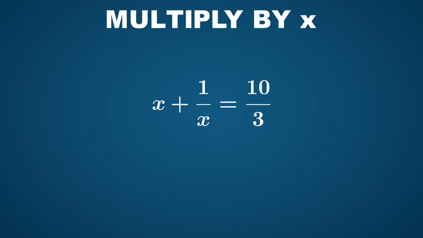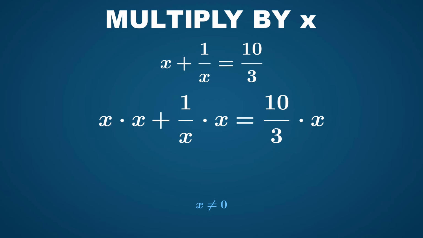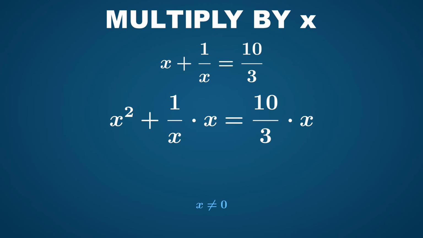We will start by multiplying every single term by the variable x. This requires the assumption that x is not 0 to proceed safely. We distribute this multiplication by x to each of the 3 terms present. The very first term is x, so we multiply x by x to start. Multiplying x by itself gives us the squared term, x squared.